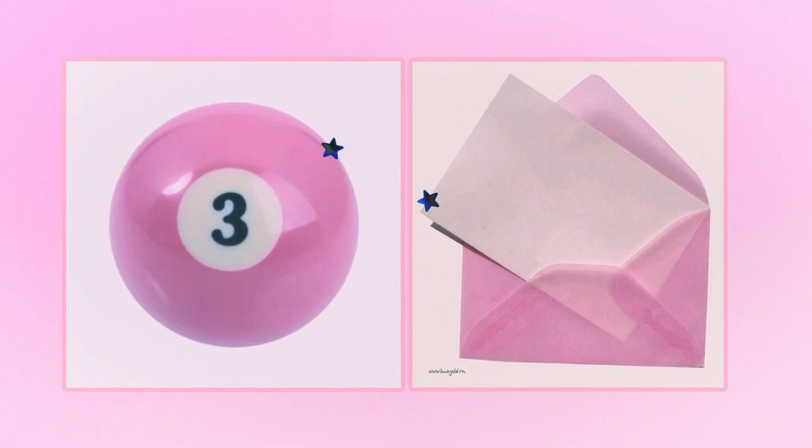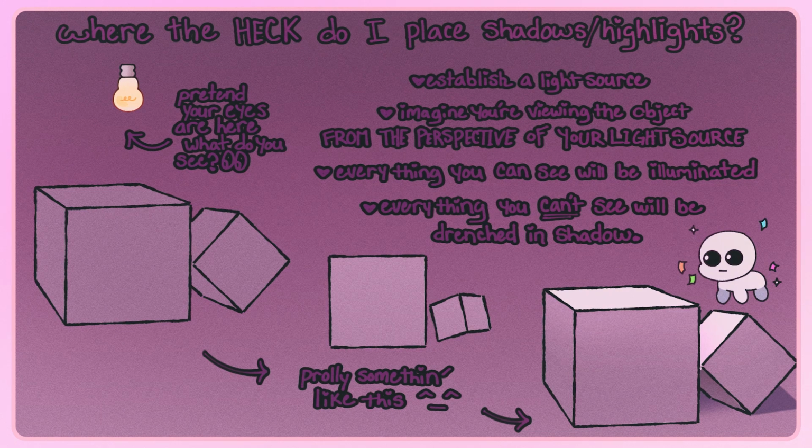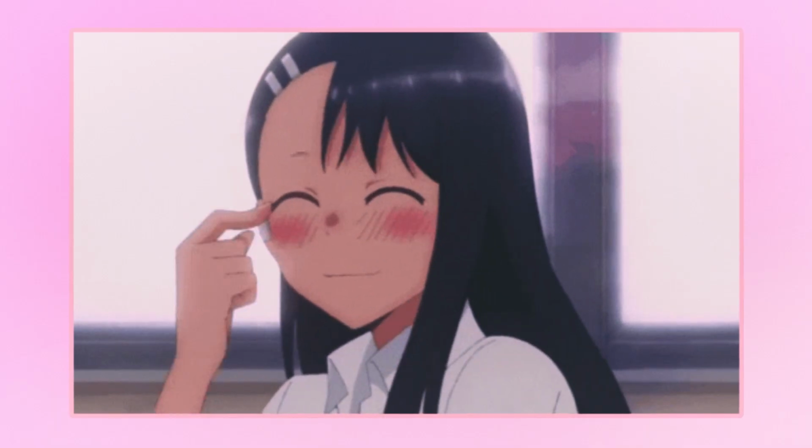Spherical objects have softer edges. Anything that goes further back into space won't cut off cleanly like whatever this thing is. If you have a hard time figuring out where to place light versus shadow, visualize that you are the light source. Everything you see from that angle will be illuminated. Everything else is out of luck.